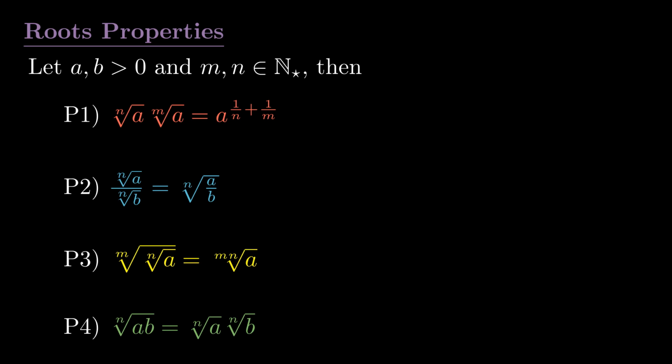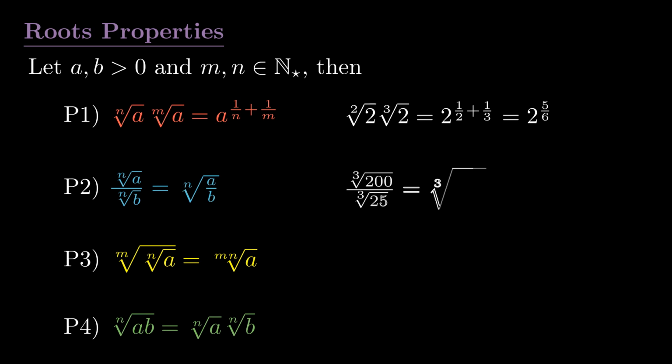So the first one is simply related to the fact that you can add the exponents. So here what you can do is you simply add the exponents together. You obtain 2 to the power of 5/6. Then for the second one, it's just that you can put the square root over the fraction. So here you have 200 divided by 25, which gives 8. Cubic root of 8 is equal to 2.